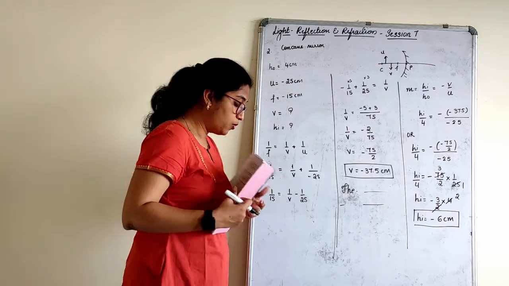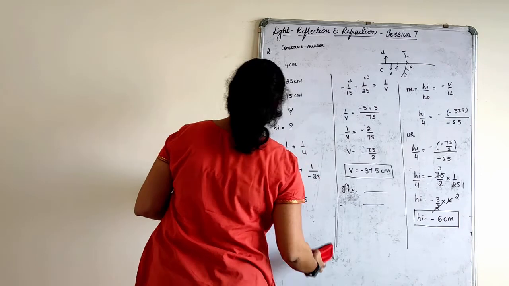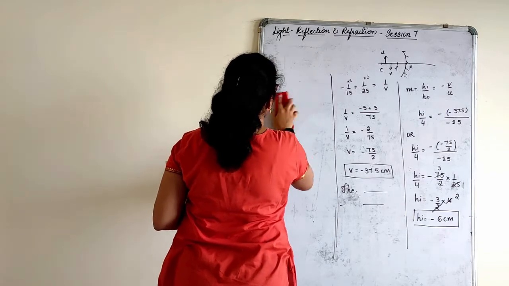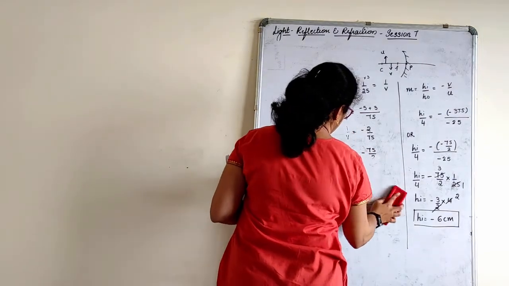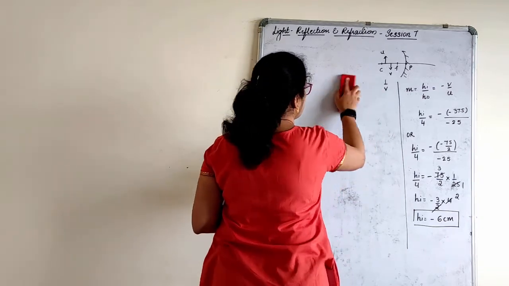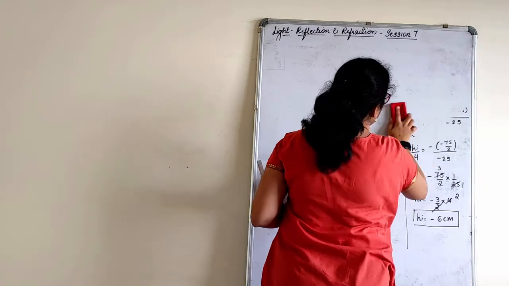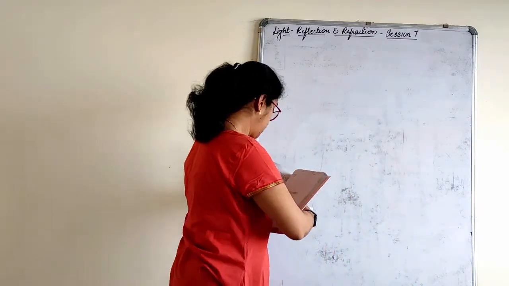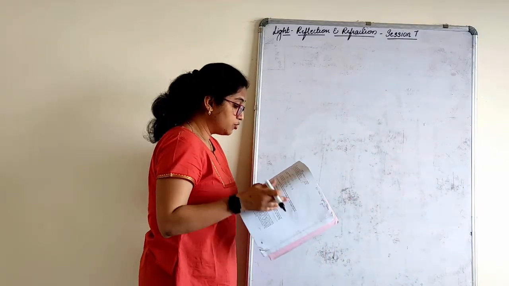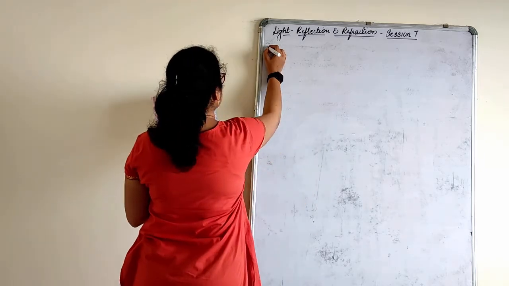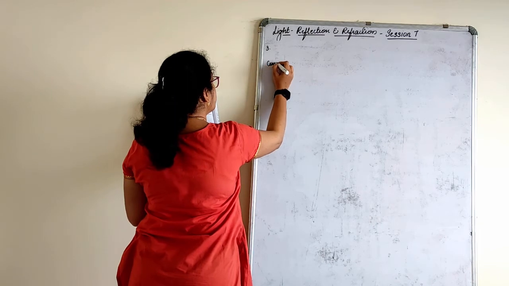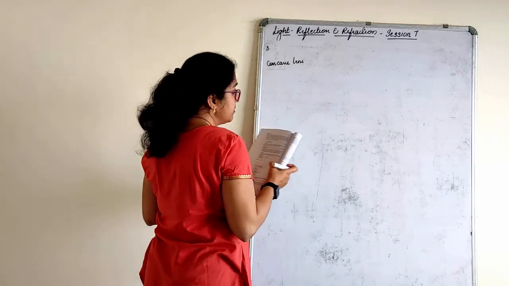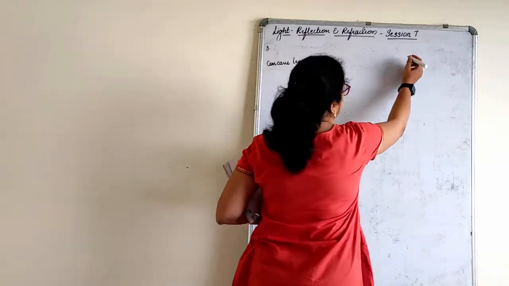Come to page number 182. Page number 182. Third one, it's on the concave lens. A concave lens has a focal length. You want me to draw one concave here? Let's do that.